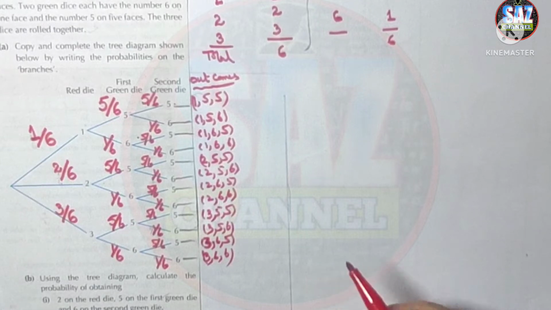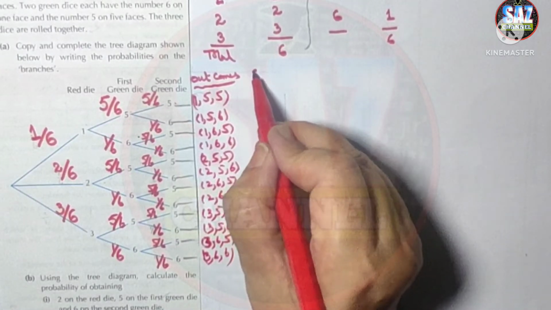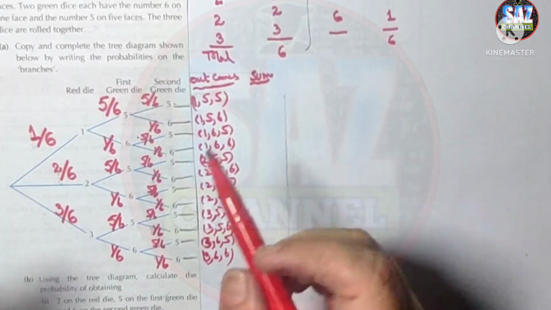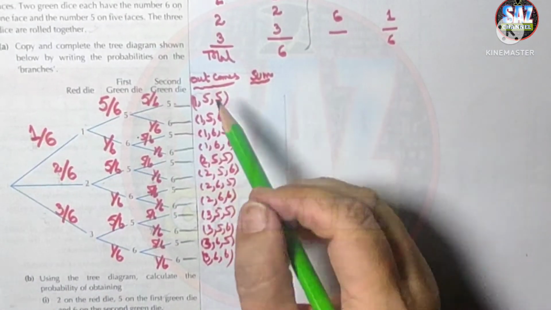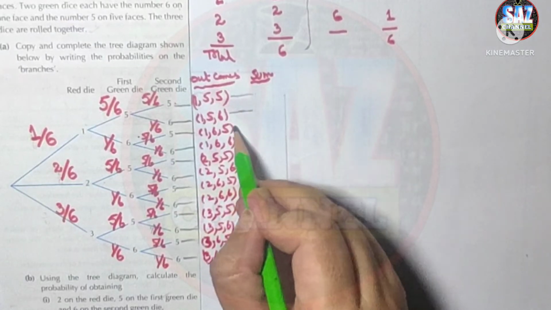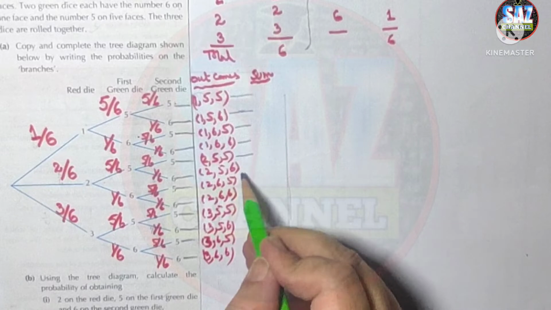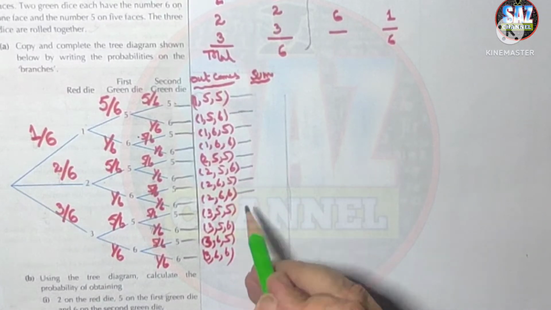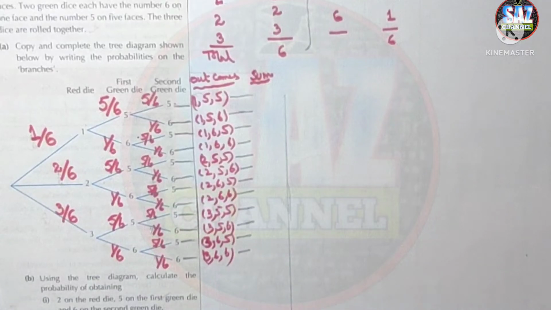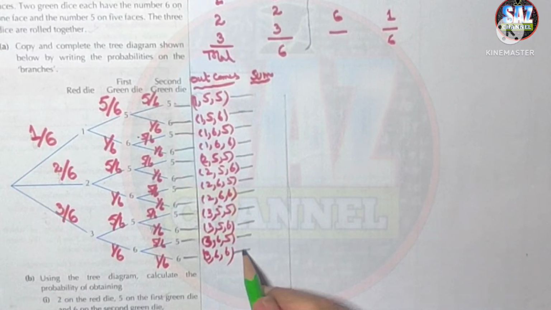So let's quickly construct one more column in the beginning of the sum, and for the sum, whatever outcomes we are getting, we have to add up all the numbers of the same outcome to get the sum. This is additional extra working, but it will be helpful in the later parts.